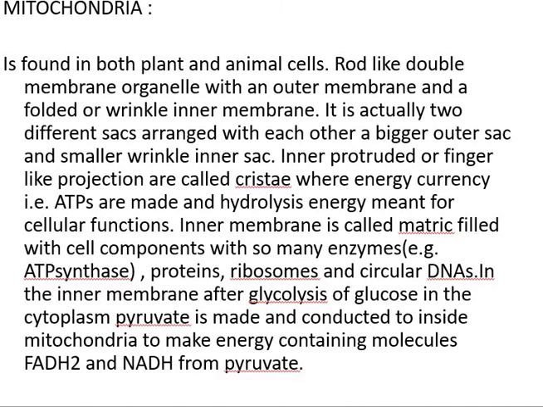The inner membrane encloses the matrix, filled with cell components, with many enzymes, for example ATP synthase, proteins, ribosomes, and circular DNAs. After glycolysis of glucose in the cytoplasm, pyruvate is made and conducted inside the mitochondria to make the energy-containing molecules FADH and NADH from pyruvate.